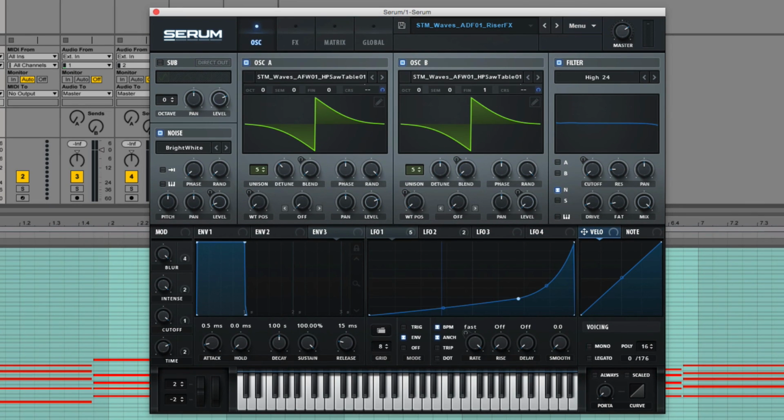Okay, next we have a riser FX. So you start with two high-pass saw tables. You make LFO1 into an envelope, set your rate to fast, but we're going to modulate that with this macro. And then put it on the level of noise, wavetable position, cutoff.